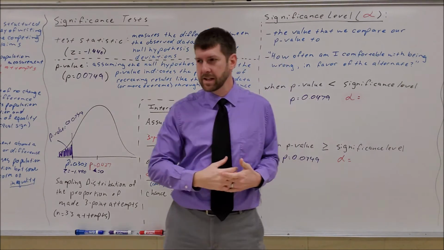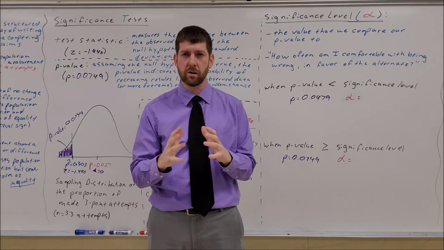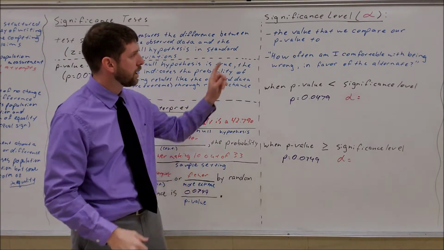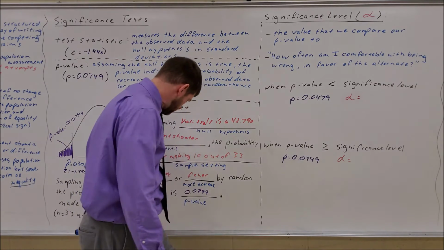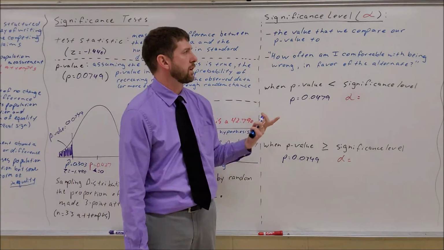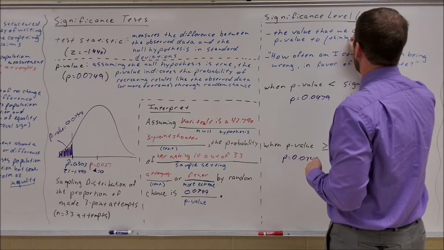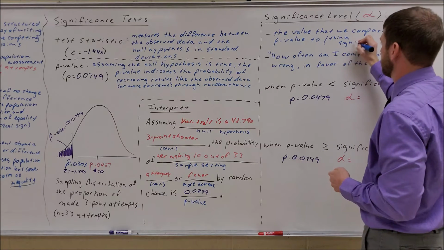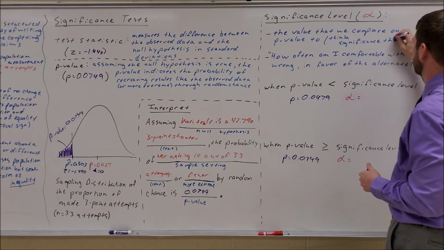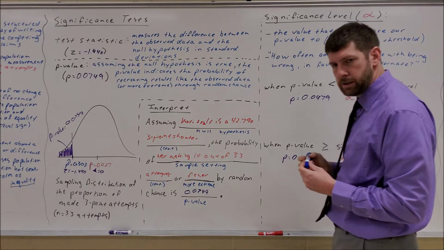Now we've got to decide, is that 7.5% chance that randomness is the explanation a large enough probability that we need to be concerned with it or not concerned with it? That's where significance level comes in. So significance level really is just the value that we compare our p-value to. I like to think of it like a significance threshold. How much can randomness be the explanation?